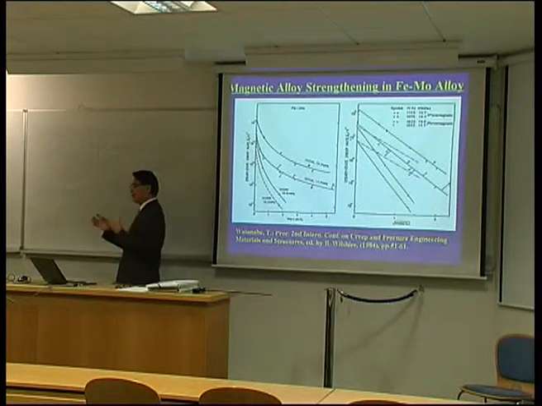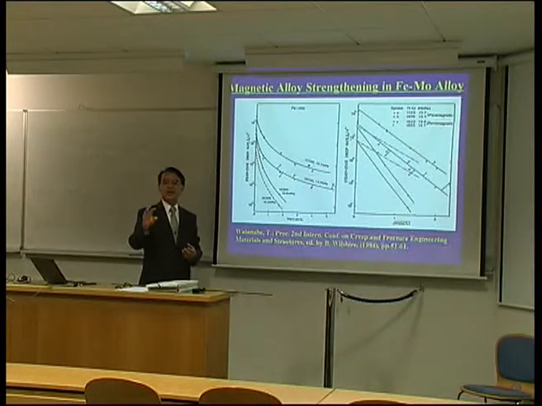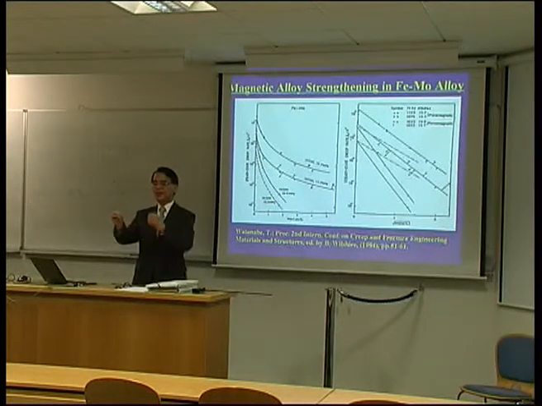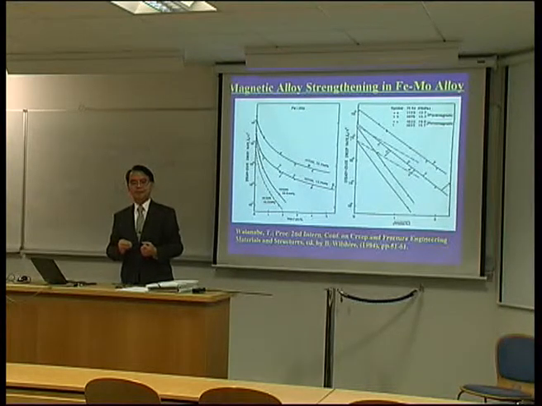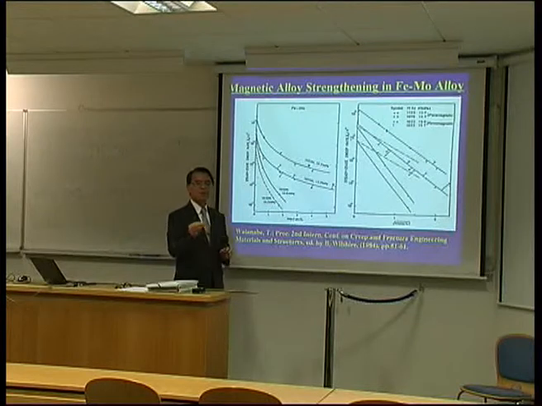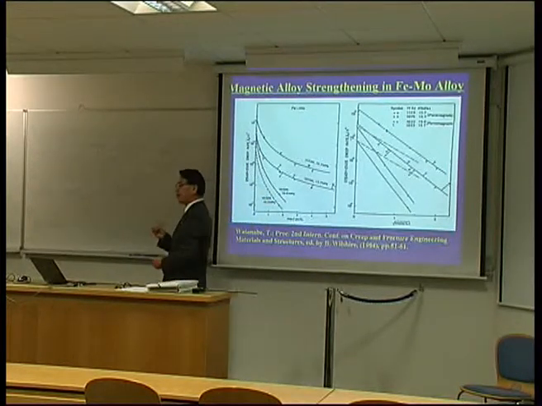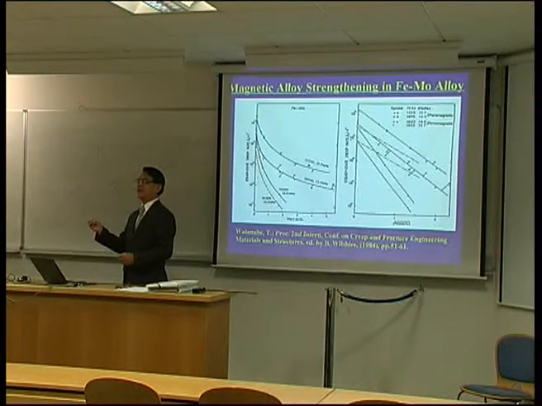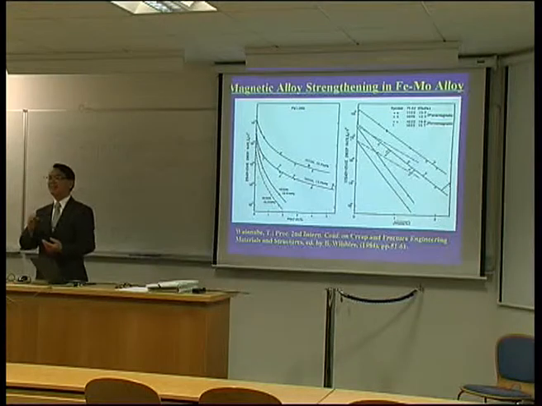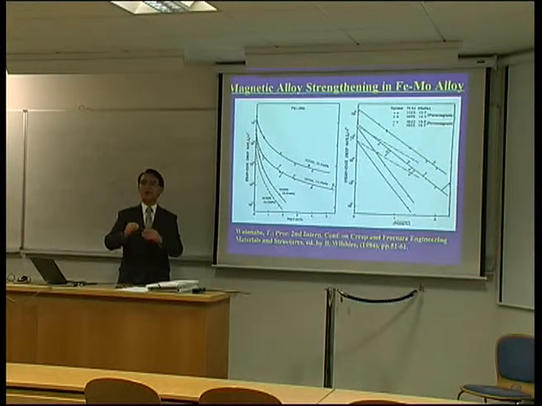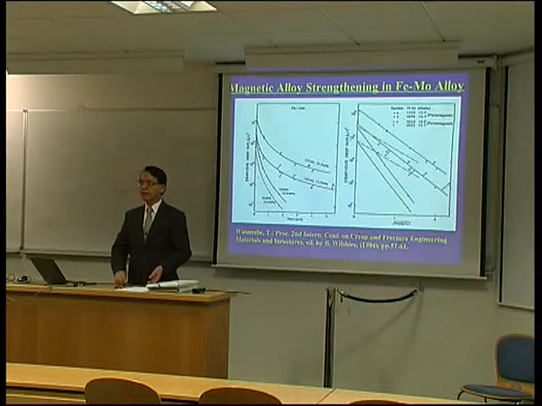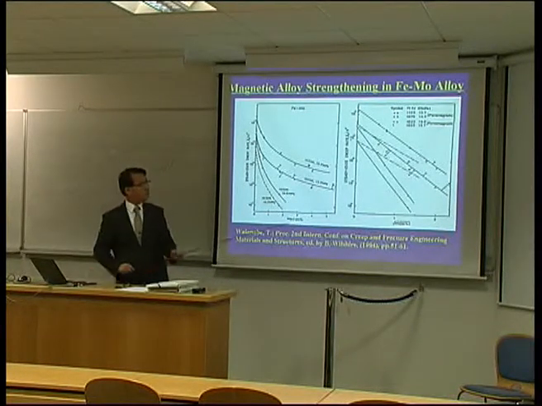In the iron molybdenum case, the atomic radius of molybdenum is nearly 13% larger than iron. So solid solution locking can be expected. Probably many of you know, in iron, molybdenum is one of the very effective elements to enhance strength, particularly at high temperature. So ferritic high temperature materials always contain molybdenum. Of course, sometimes molybdenum carbide is important, but in the solid solution state, molybdenum also plays an important role because of this.